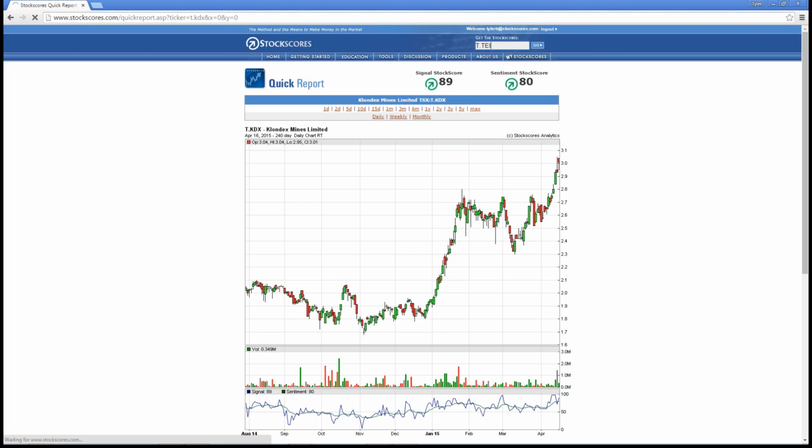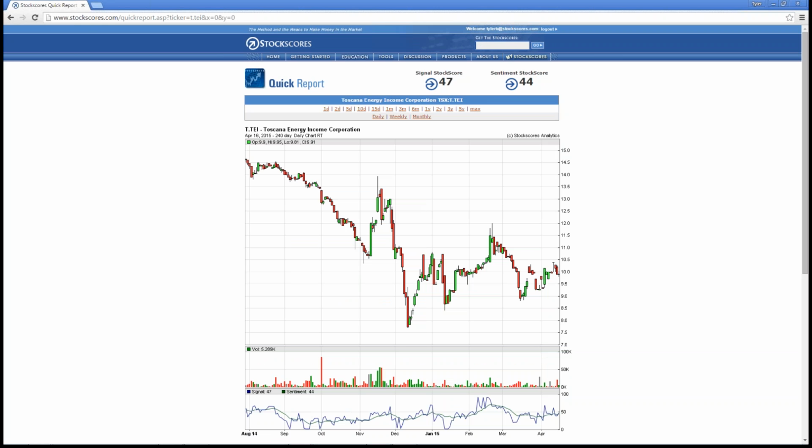T.TEI. I would avoid this stock right now. The sellers are still in control. It is stabilizing, which is a positive step, but it's not there yet.